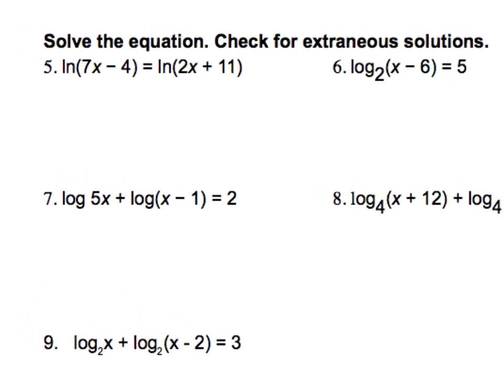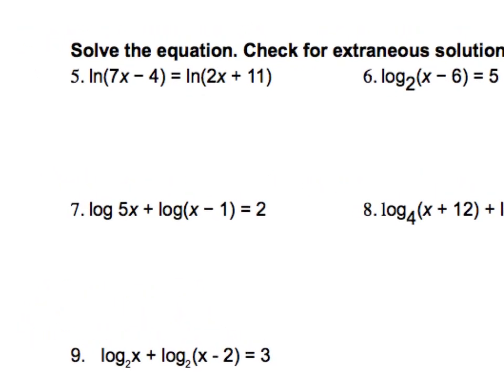So here we have, again, just some more examples of what we've been doing in this second part of this section. Okay, I have the natural log and the natural log on both sides, which means we're going back to the simpler problems where we can just set 7x minus 4 equal to 2x plus 10. And when we solve for x, we subtract 2x from both sides, add 4. We end up at x equals 3.